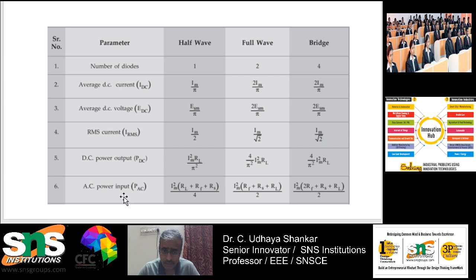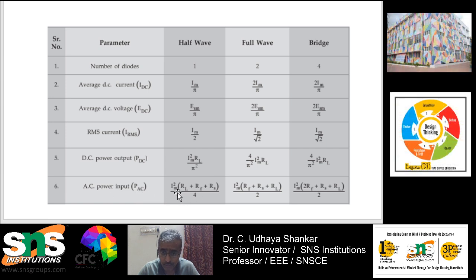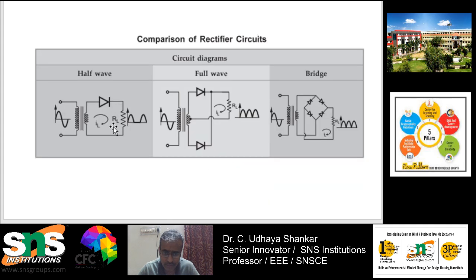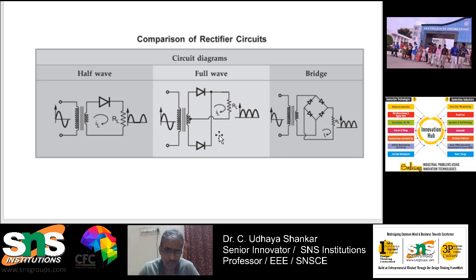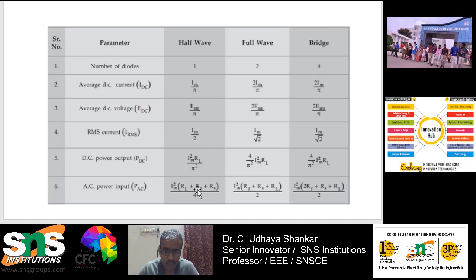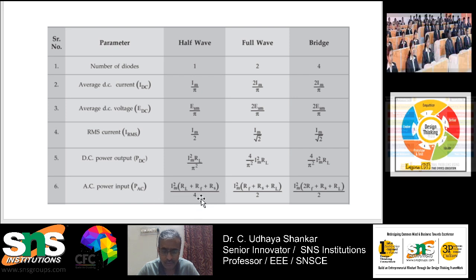Here the AC power input is Im square into RL plus RF plus RS. What are the three resistances? RL is the load resistance, RS is the source resistance of the transformer, and RF is the forward resistance of the diode. These can be found from the data sheets, or they will be given in the problem. For half wave it is Im square into RL plus RF plus RS whole divided by 4. Here also the AC input power is quite less: Im square into RF plus RS plus RL divided by 2.